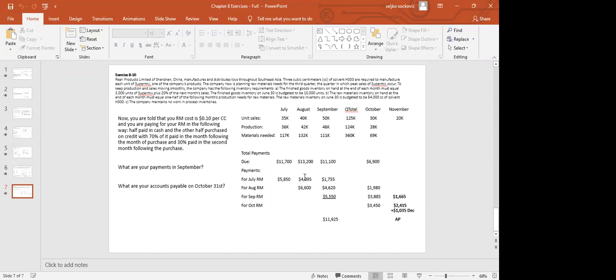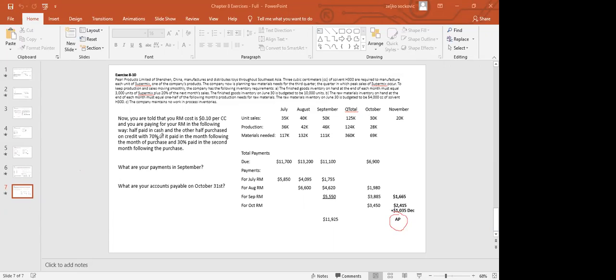And payments can be tricky, same as cash collections, right? You just go in reverse, in the opposite direction. Now we have to pay for things. So you would probably be asked what the accounts payable is at the end of, let's say, the quarter, or at the end of October, or maybe I inserted an additional month or something like that.